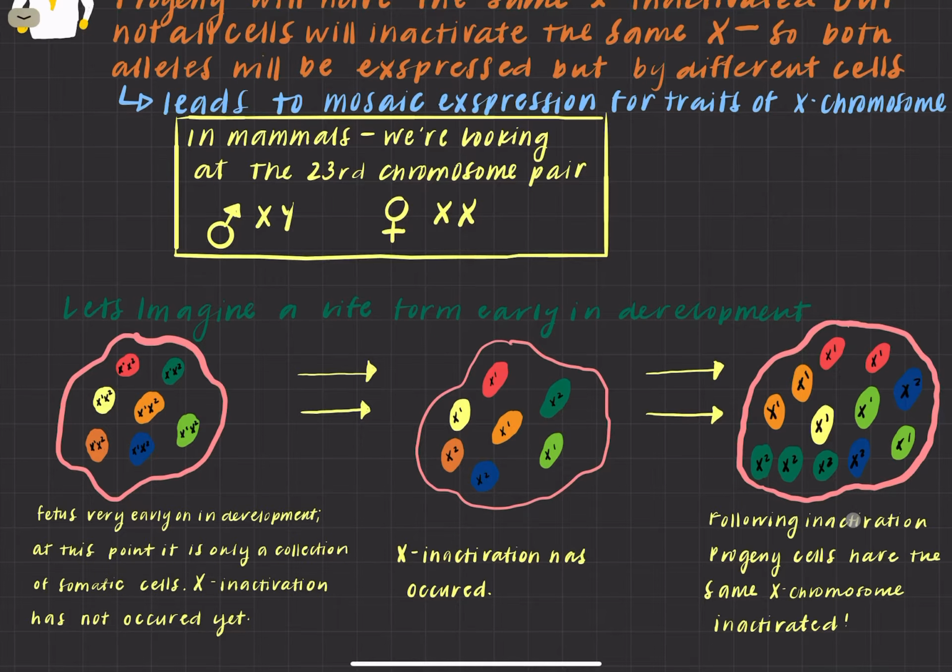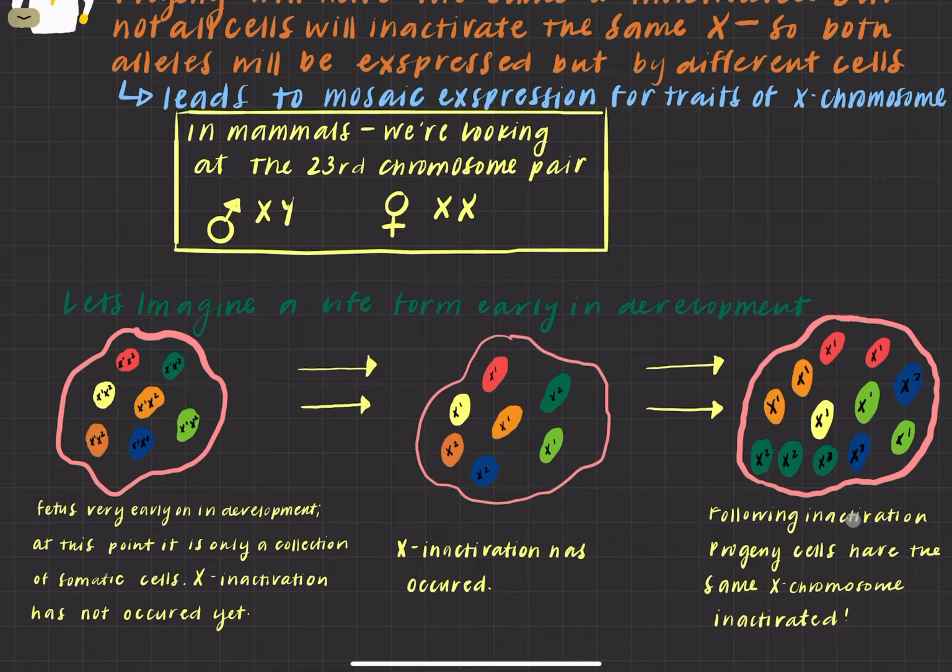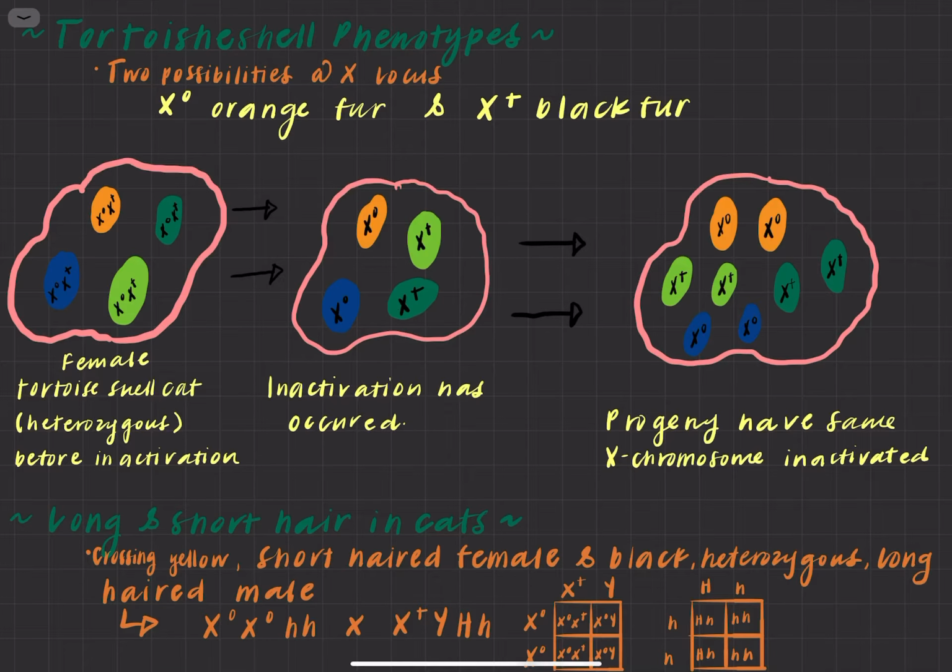This does not mean that all cells within an organism containing more than one X chromosome have the same X inactivated. Since certain cells may inactivate different X chromosomes, all X chromosomes will be present in the organism, but not within the same cell. Furthermore, proteins which are encoded by both alleles will be produced, but not by the same cell. Because of this, organisms which have two X chromosomes are said to be a mosaic for the traits of the X chromosome. A very good real-life application of this is the tortoiseshell phenotype in cats.